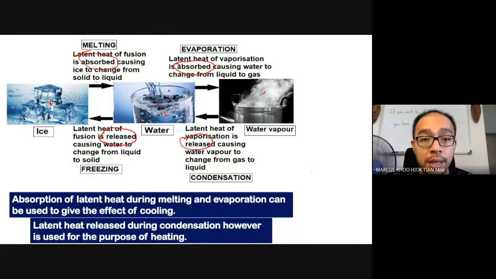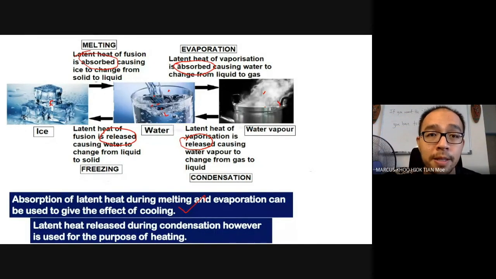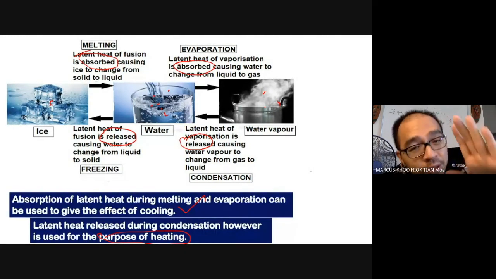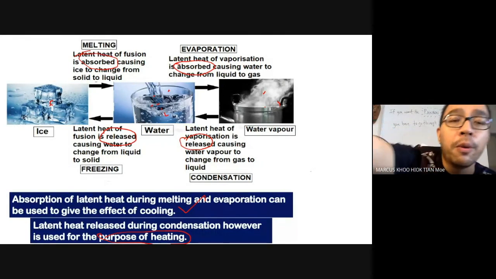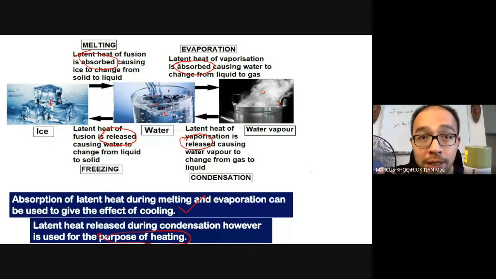Absorption of latent heat during melting and evaporation can be used to give the effect of cooling. Important thing, when we absorb heat, the surroundings will become cool. Let me repeat this. When something is absorbing heat, the things around it will become cool. Latent heat is released during condensation, however, for the purpose of heating. We are going to look at these applications in a little while. But let me repeat this once again to make it very clear to you. When something is absorbing heat, everything around it becomes cooler.